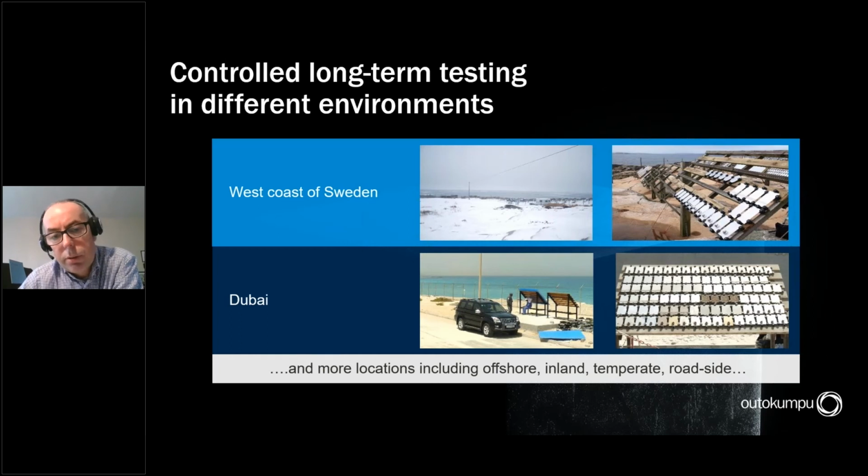So for example, at the top, we see a test site that we have on the west coast of Sweden, where yes, it snows a lot, it rains a lot. So it is coastal, but stainless steel benefits from the generally quite wet, rainy and snowy atmosphere. And we can compare and contrast that to areas such as in the Middle East, in Dubai, with similar test sites where samples are exposed for many years to the salty atmosphere and lack of rainfall.